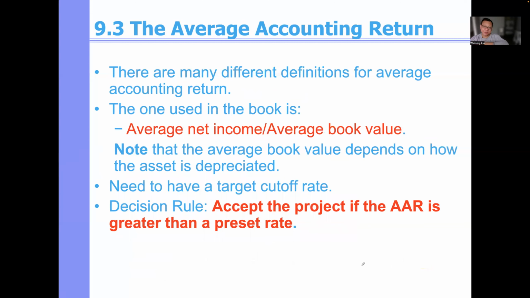The average accounting return is calculated by taking the average net income of the project and dividing it by the average book value of your project. That's going to be your average accounting return. So this would be a ratio, right? This would be a percentage, right? So basically, you have to set up a target, right?